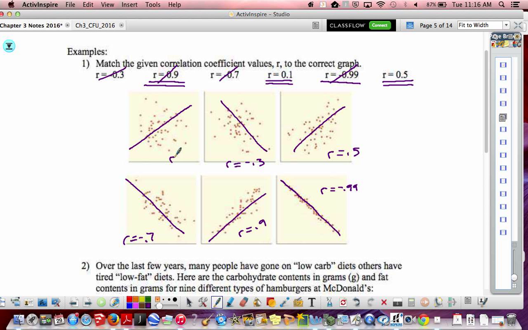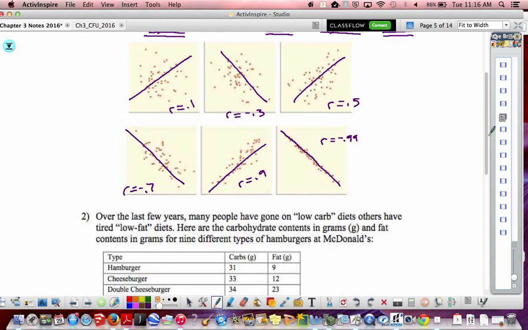This one was the hardest one to see if it was even positive or negative. And that will happen when you get close to 0. It'll be really hard to tell which one is positive and which one is negative. Alright, questions with the first example? Because you're going to see graphs like this, but what's nice is we'll use our calculator to calculate the correlation coefficient. So let's take a look at number 2.